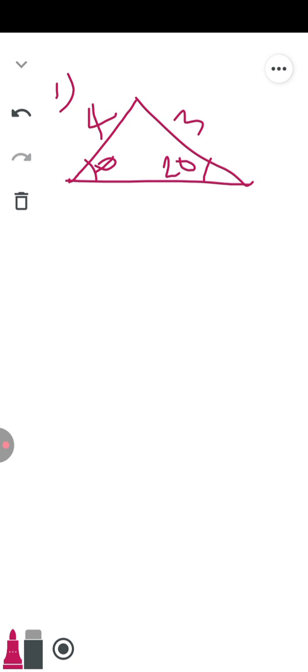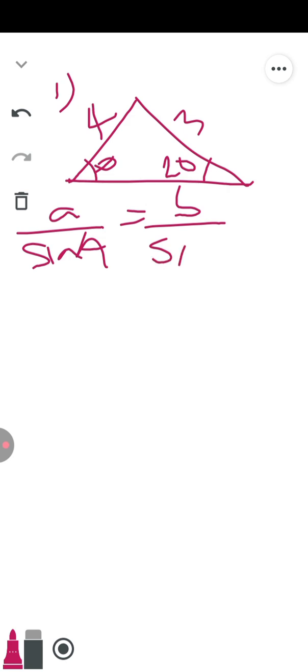Now you cannot use hypotenuse. There's no hypotenuse here, no opposite; that is for right angle triangles. We don't use that here. What we use is the sine rule. How do I use my sine rule? It is so easy. a over sine A is equal to b over sine B.